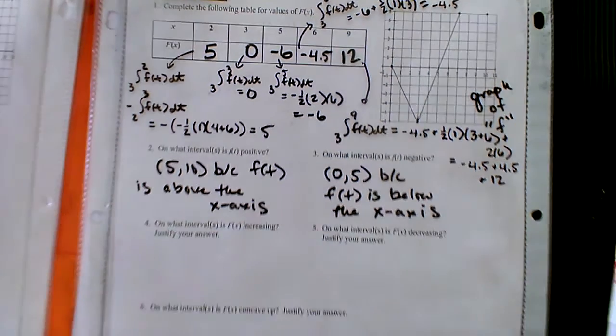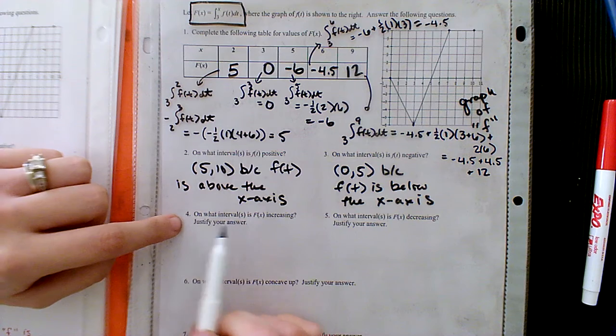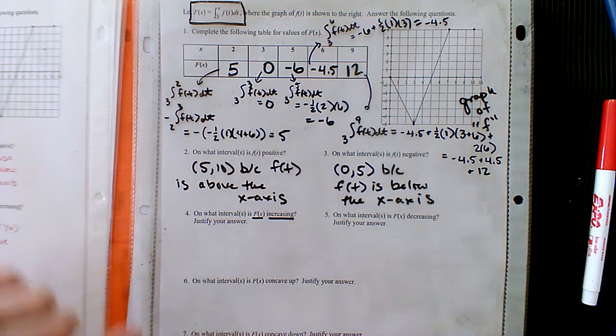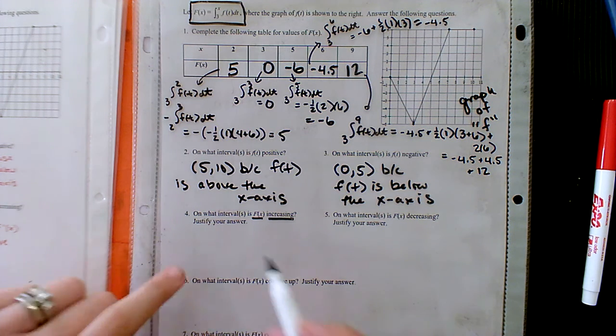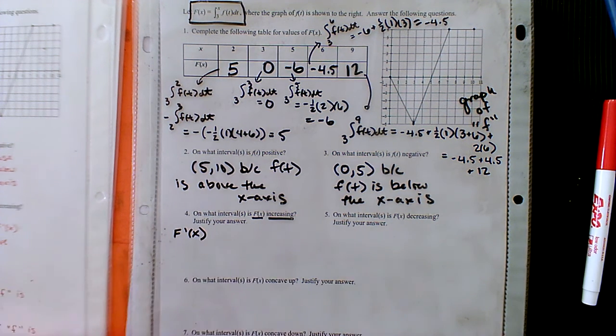All right. 4 is going to switch it up a bit. On which intervals is capital F increasing? What do we have to analyze to help us determine increasing and decreasing intervals? What tells us if a function is going up or going down? Slope, aka derivative. Okay, so can we take the derivative of capital F?